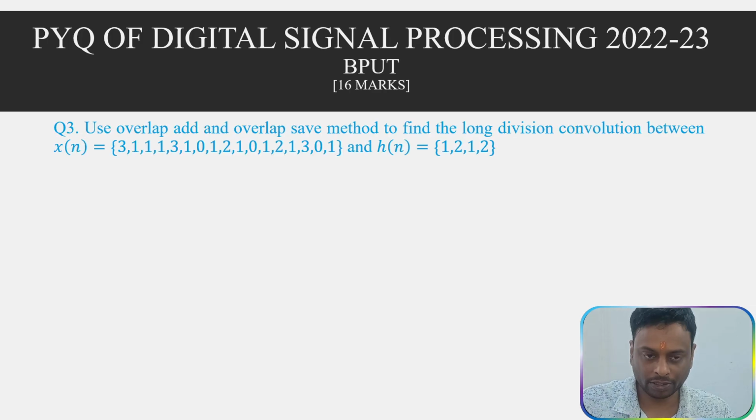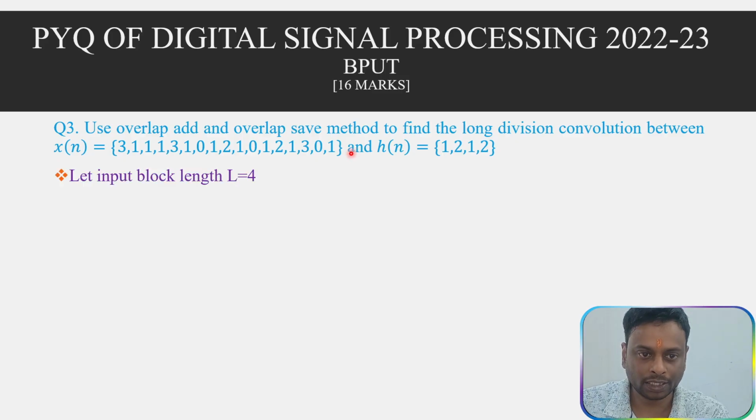So, the question is here: use overlap add and overlap save method to find the long division convolution between x of n and h of n. You can see x of n is given, it is a long sequence, and h of n is the impulse response. So you have to find the convolution using the overlap add method and overlap save method. First we will see the overlap add method.